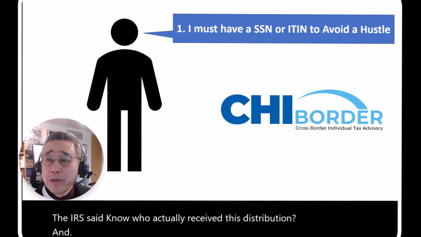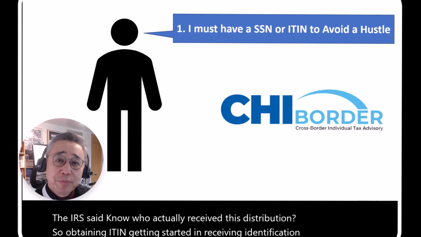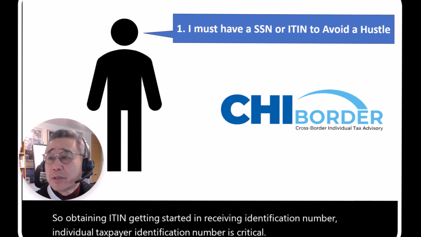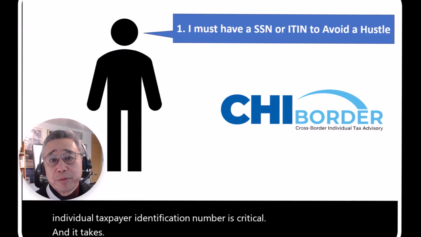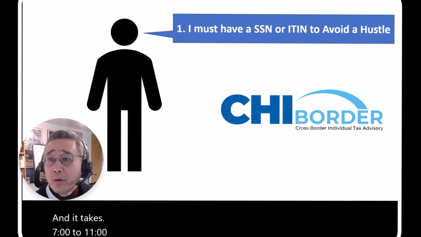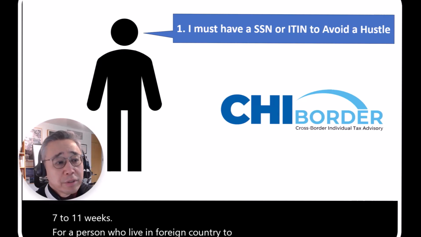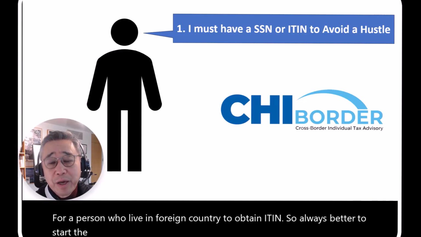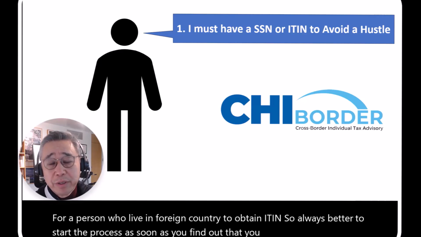So obtaining an ITIN, an Individual Taxpayer Identification Number, is critical, and it takes 7 to 11 weeks for a person who lives in a foreign country to obtain an ITIN. So it's always better to start the process as soon as you find out that you are a designated beneficiary of the U.S. trust.